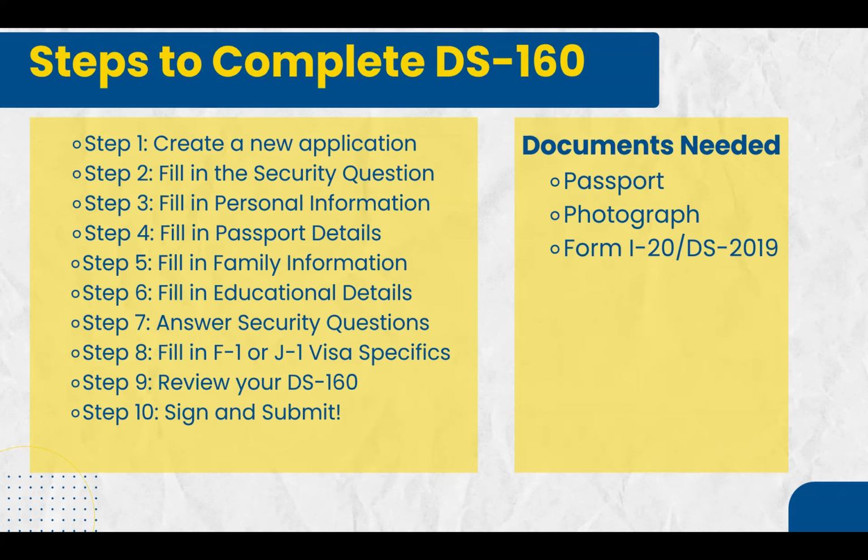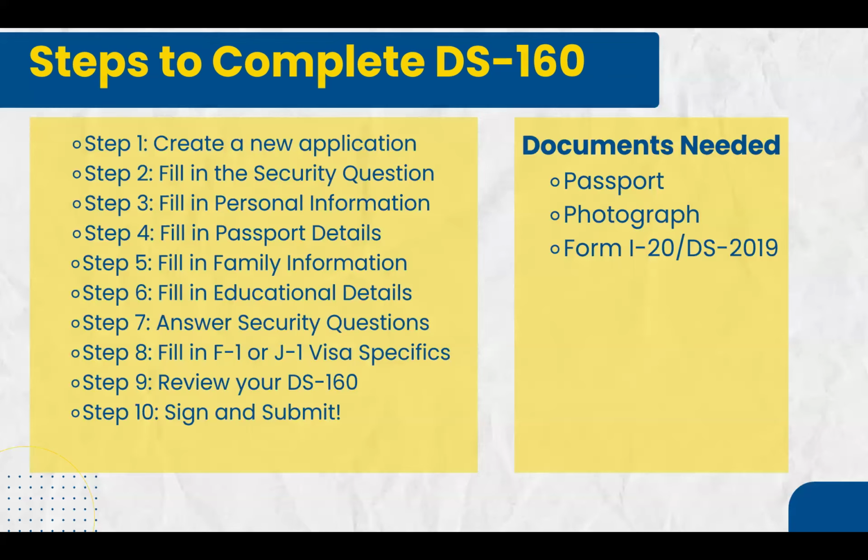And then, of course, your educational details. They're going to ask about your history and also your plans to attend St. Edward's. Answering any additional security questions that they have for you. And then depending on whether you're applying for the F1 or the J1 visa, it's going to ask specific questions related to that visa category. Once you get to the end of the DS-160 application, it's going to ask you to review your answers. If everything looks good, you'll be able to submit it and sign it.